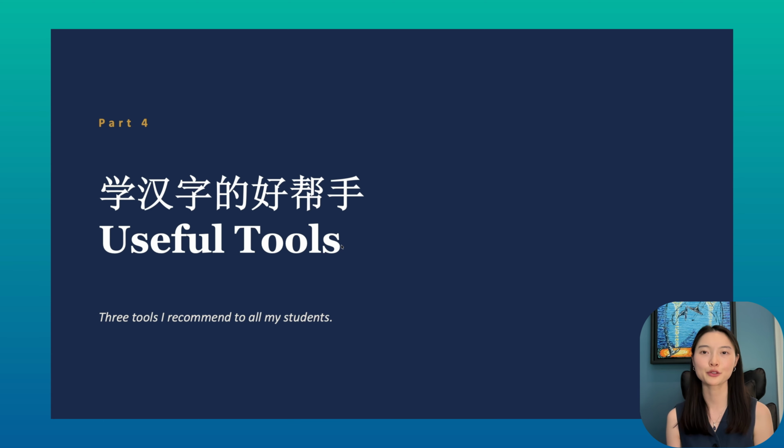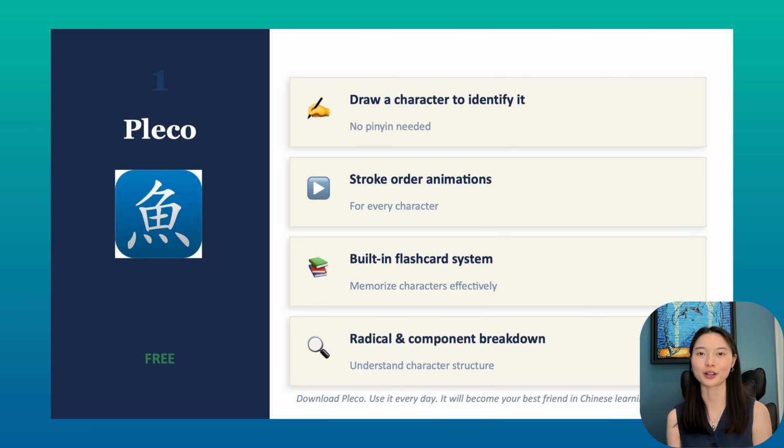Before we wrap up, 3 tools I recommend to all of my students. First, Pleco, a free Chinese dictionary app on both iPhone and Android. You can draw a character with your finger and Pleco identifies it. No pinyin needed. It shows stroke order animations for every character. It has a built-in flashcard system, and it breaks every character down into components and radicals.